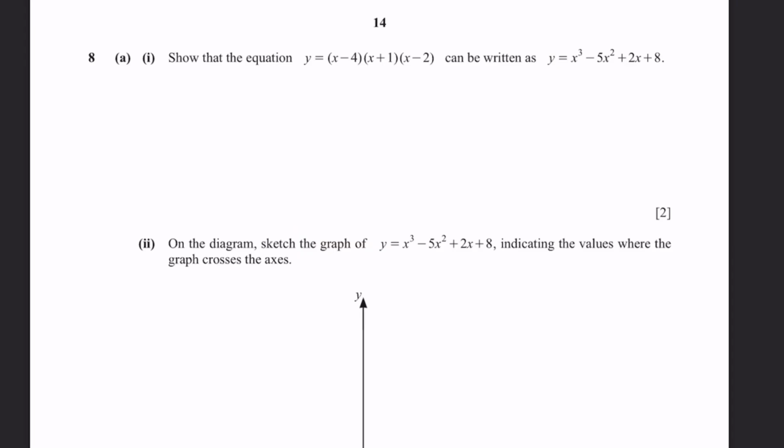Show that the equation y equals (x minus 4)(x plus 1)(x minus 2) can be written as y equals x cubed minus 5x squared plus 2x plus 8. So this is kind of straightforward, we just expand the brackets.